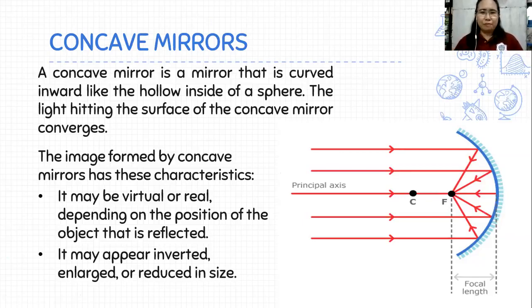So the image formed by the concave mirrors has these characteristics. Depending on the position of the object, it may be virtual or real, or it may also appear enlarged or reduced in size and inverted. So depende yon sa position ng object.